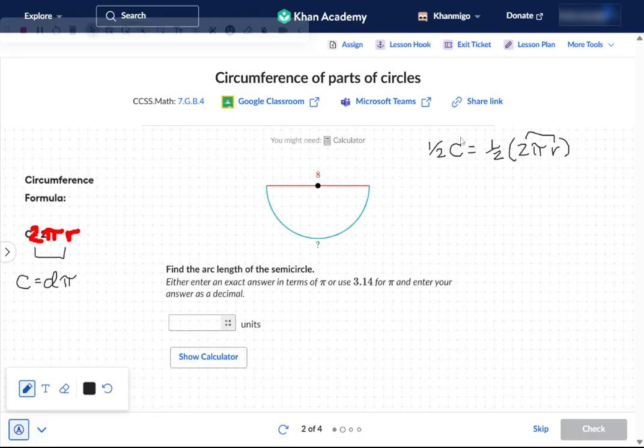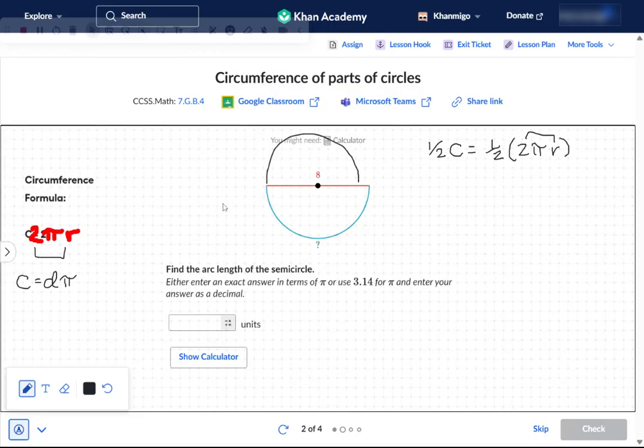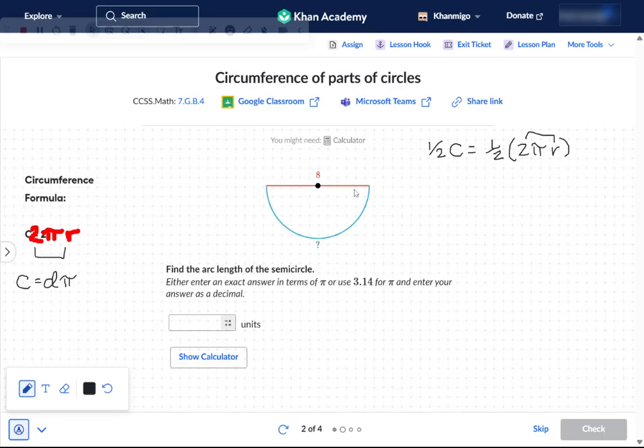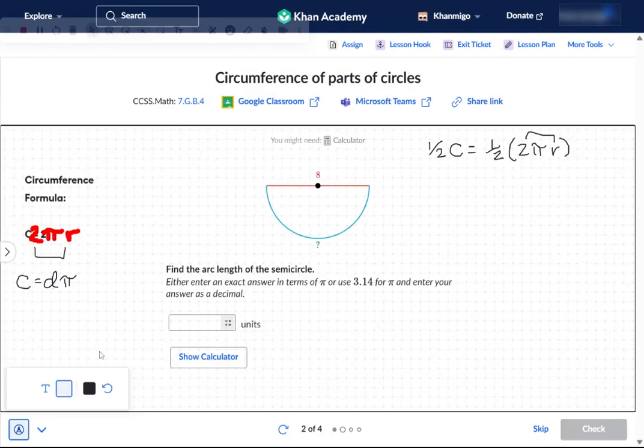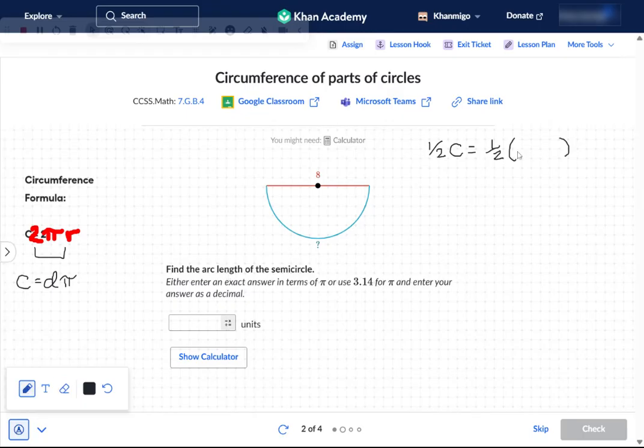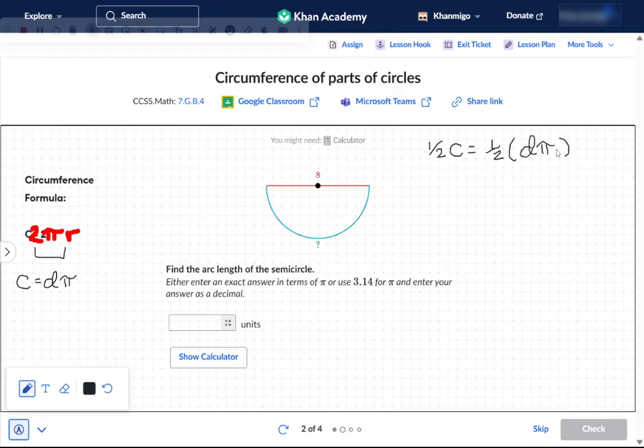So I'm being super upfront in the beginning. We only want half of the circumference, right? We're not finding the full circle, just half of the circle, the distance on the outside. All right, so we're plugging this in. We're given diameter, so let's use diameter times pi instead of 2 pi r, just to save us a couple seconds. All right, so it's half of diameter times pi.